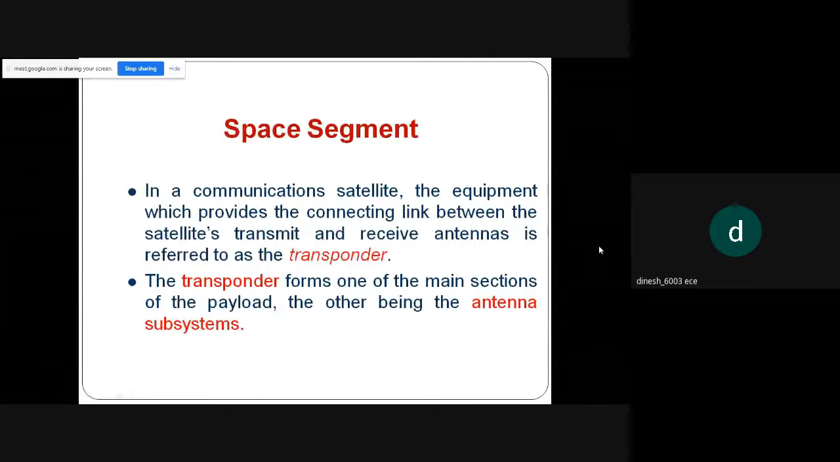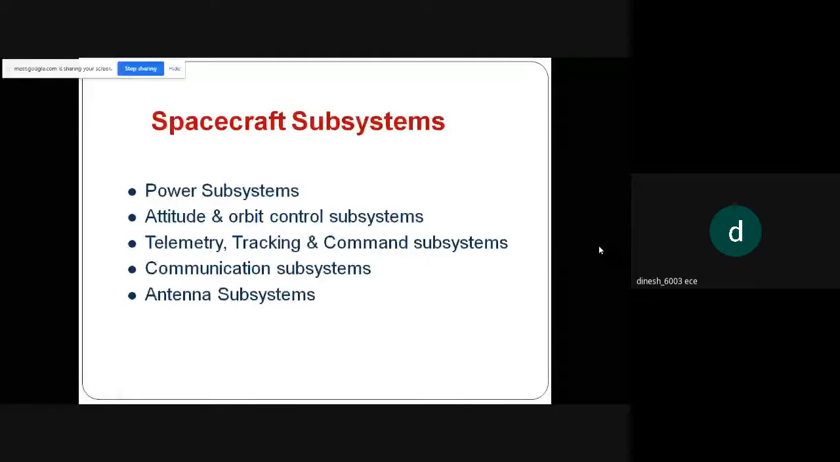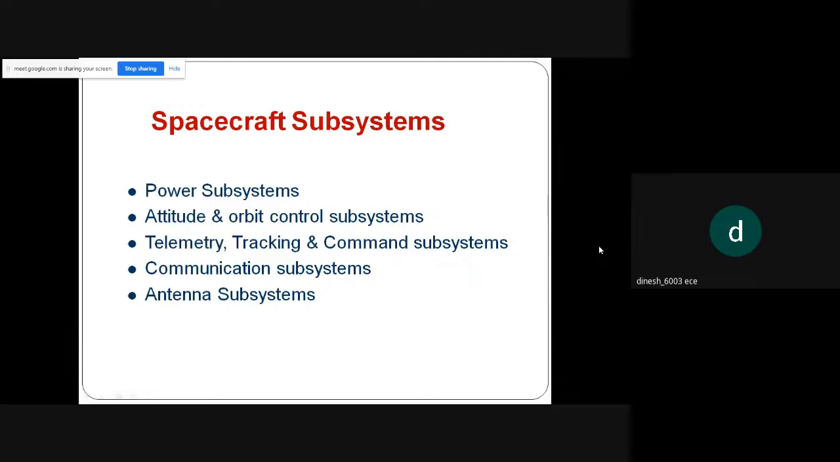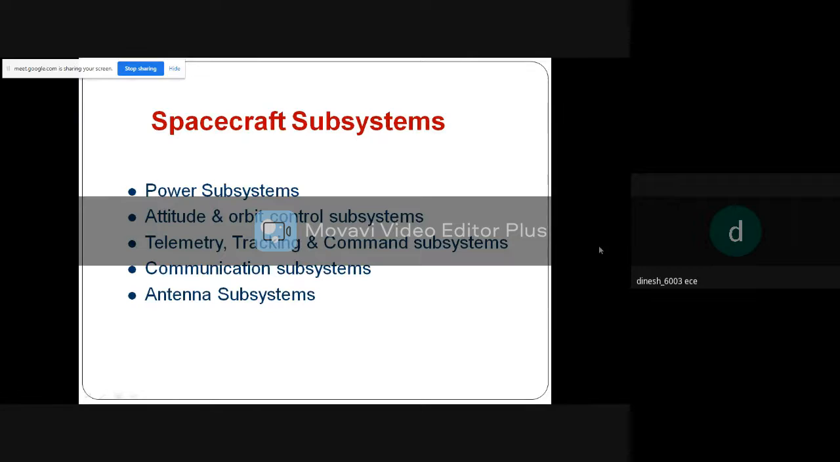Next is the subsystems in your space segment. So the first subsystem present in the space segment is your power subsystems. Obviously, when we launch a satellite, it requires power throughout its entire life. So depending upon the power available, also the satellite's lifetime is being decided.